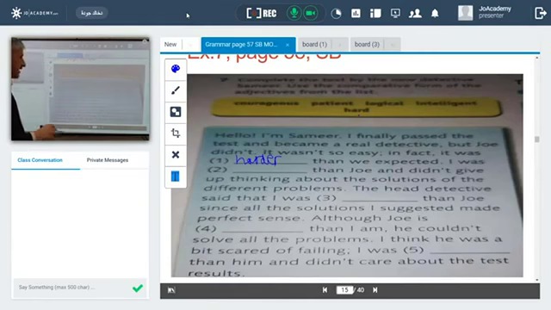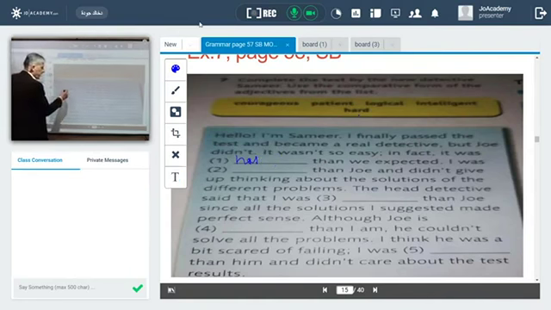I was blank than Joe and didn't give up. So we were talking about hard. Hello, I am Samir. I finally passed the test and became a real detective, but Joe didn't. It wasn't so easy. In fact, it was harder than we expected. Harder means أصعب. I was blank than Joe.